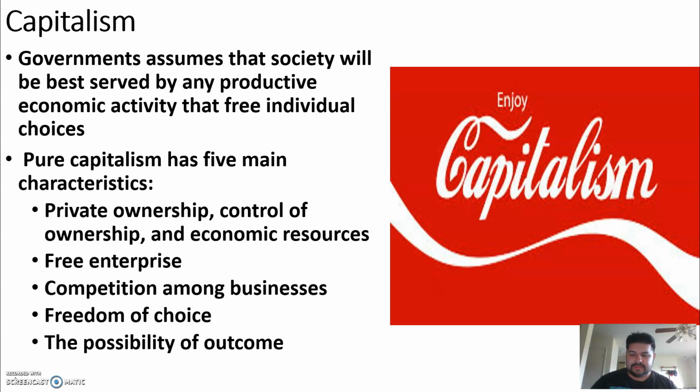Okay. The other thing is the possibility of outcomes. Basically, it is this: if you do well, you thrive, you move on. If you don't, well, tough luck. You shut down and you have to think of another, better idea, something better to sell to the people. That's what it means. The possibility of outcomes. You either thrive or you sink.